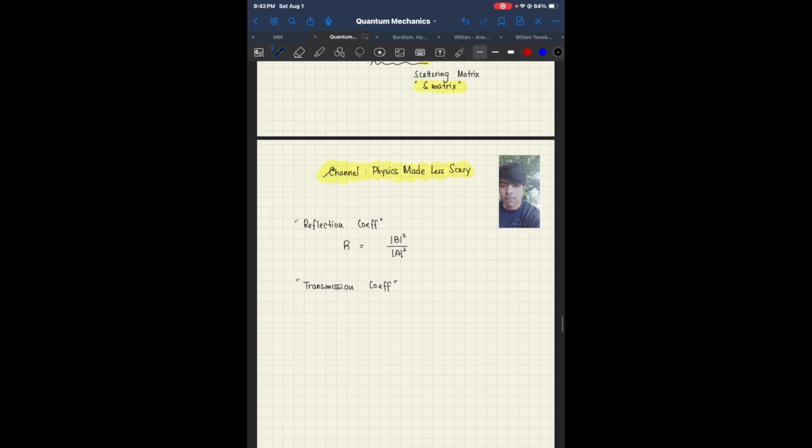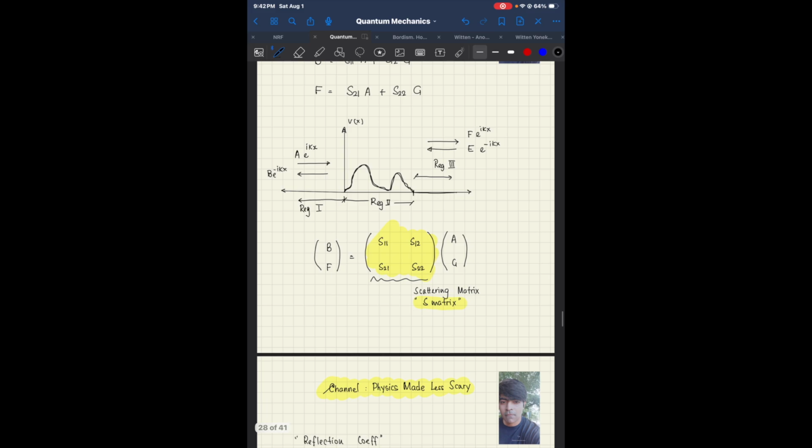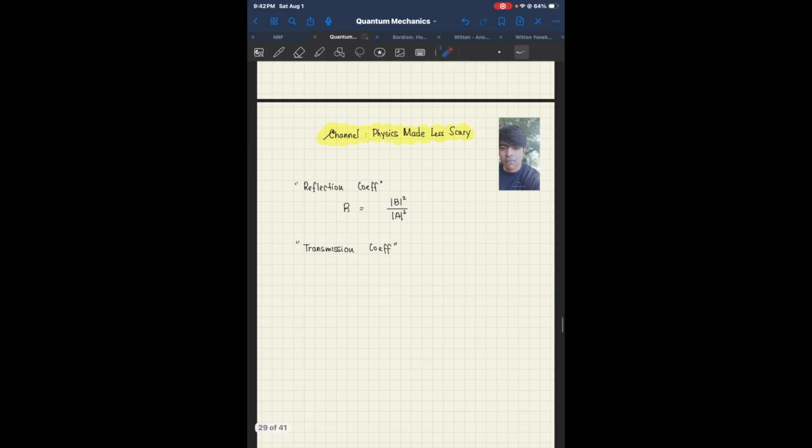So what would the transmission coefficient be? Likewise, the transmission coefficient will be calculated from this side of the picture. How much of it is being transmitted? So this guy is being transmitted, right? So it came and this guy is being transmitted. So the transmission coefficient would be, let's call it T, mod F square by mod A square, right? Exactly as the names mean.